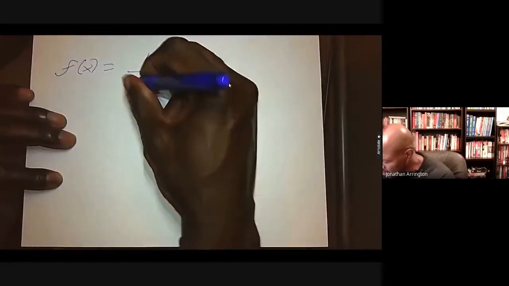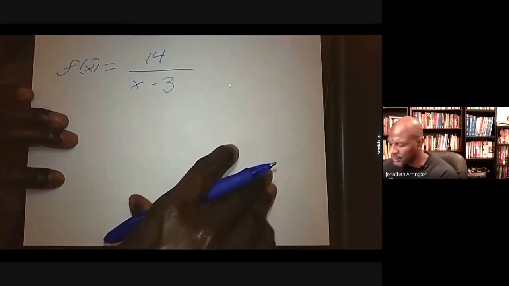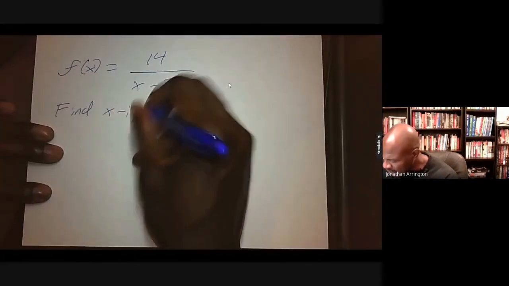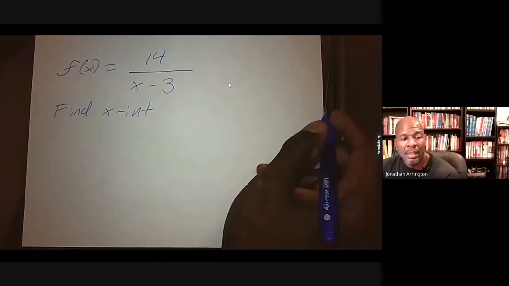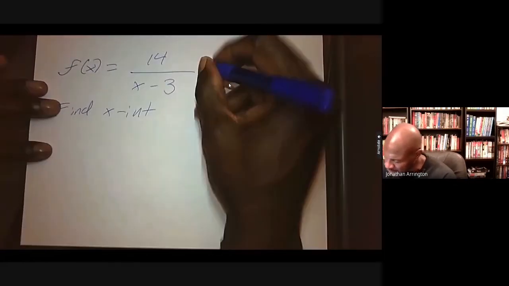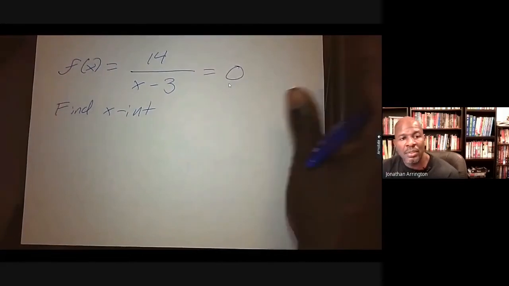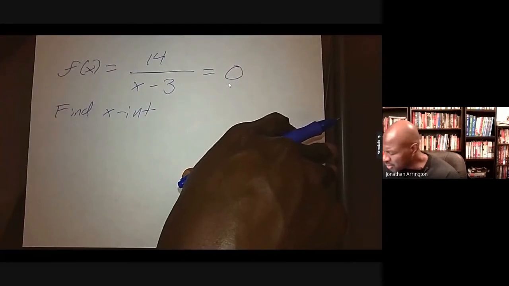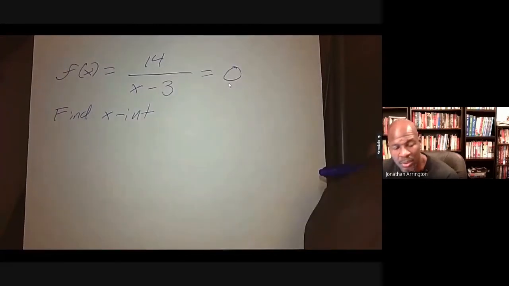Let's do one final example. So let's say f of x is 14 over x minus 3. We're going to find the x-intercept. All right. So we need to set this equal to 0 and solve for x. What do you guys think? So pause the video if you need to and try to solve this equation for x.